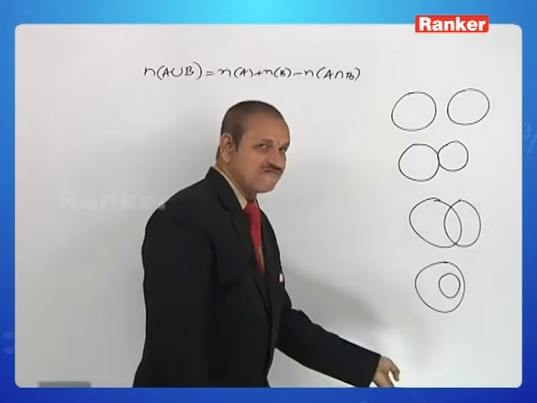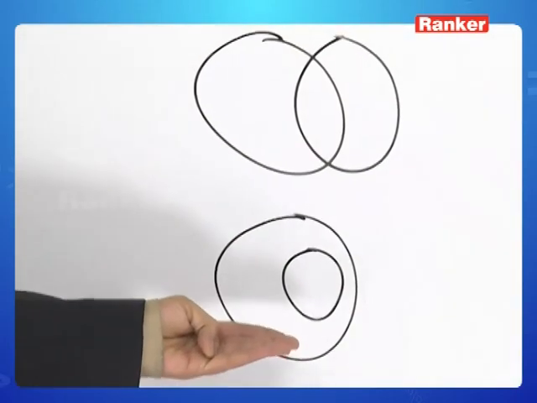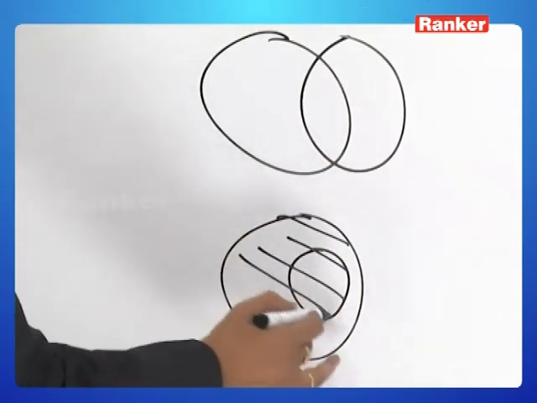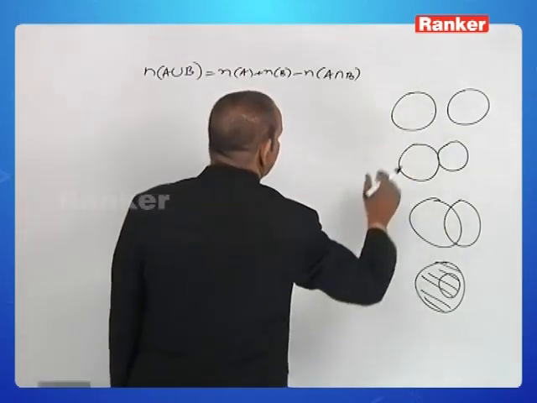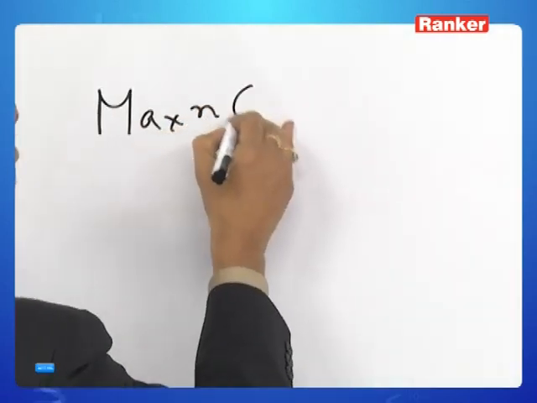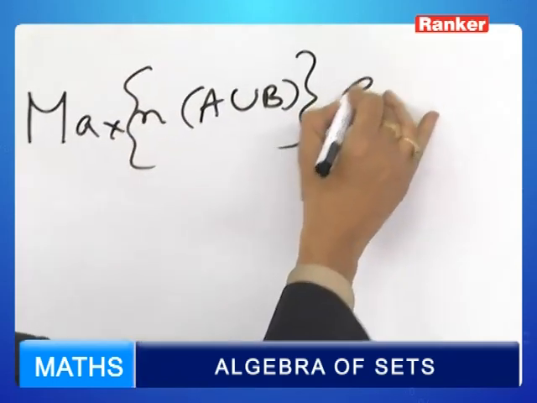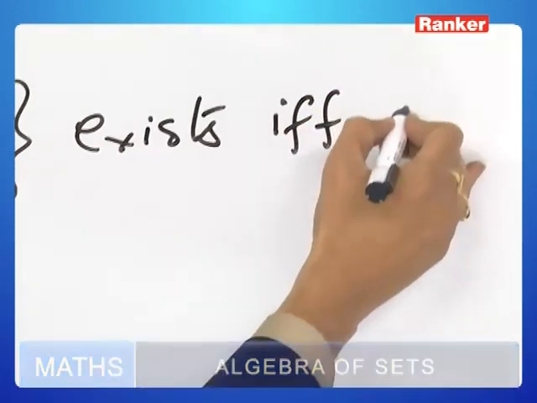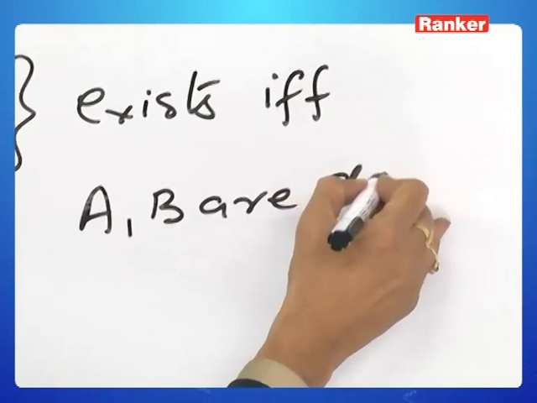Is there any case of further decrease? No. So what is the minimum number of elements of n of A union B? This big set is easy. This is n of A union B, isn't it? Well, this is the minimum and this is the maximum. The maximum number of n of A union B exists if and only if A, B are disjoint. Am I correct?